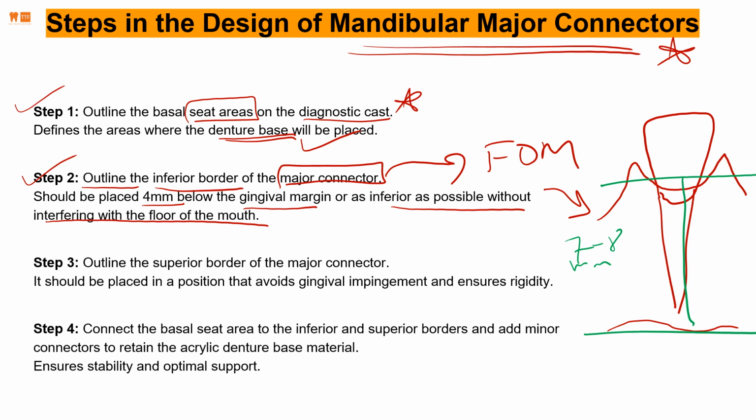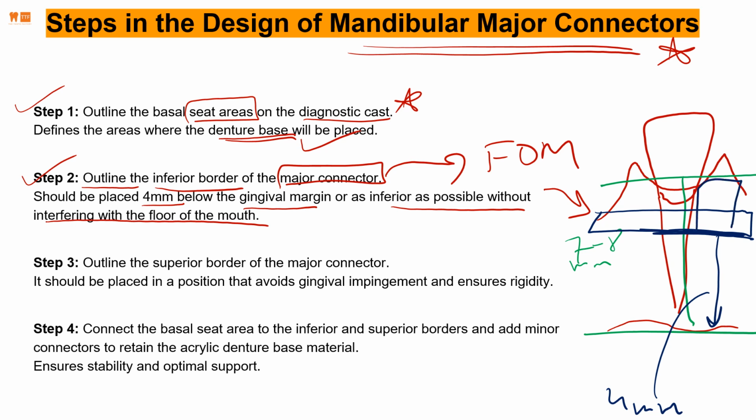Okay? In this case, if we're making a lingual bar, then we have made sure the lower border in this case is 4 millimeters away. That means we have 4 millimeters remaining, minimum, right? Minimum, out of which 3 millimeters could be the actual bar. So that's why we do the lower first.